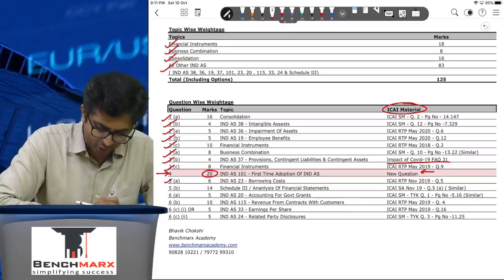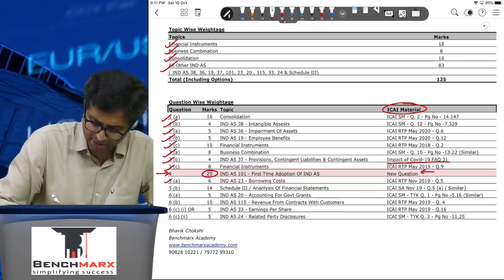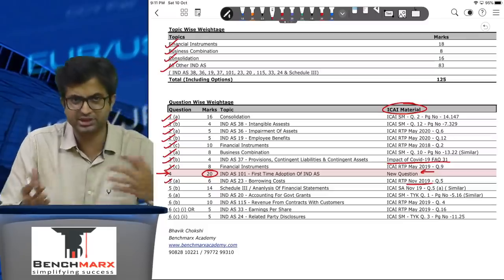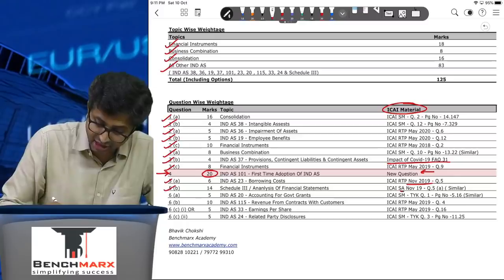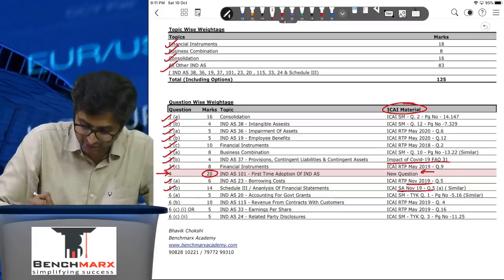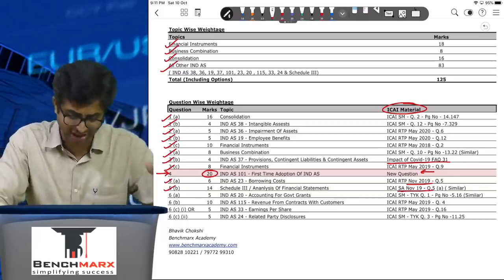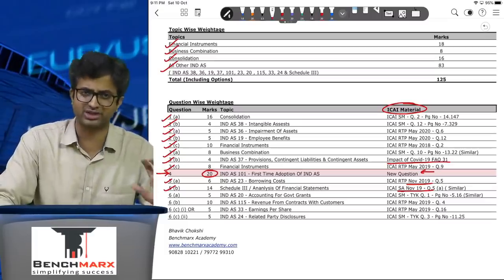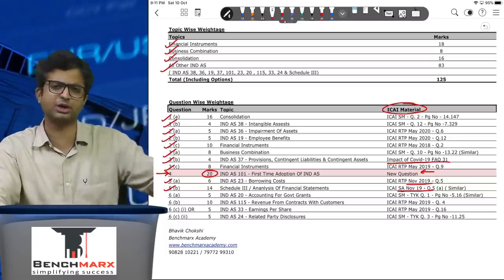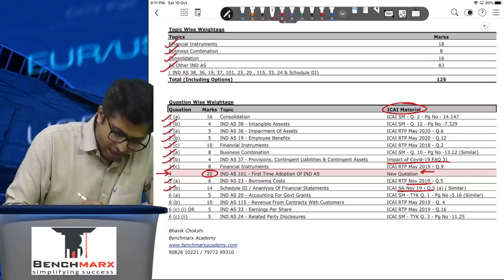Question 5A on borrowing cost. Again, a past RTP question, a good question, covering specific and general borrowings both. 5B, analysis of financial statements. This is a suggested answer, not SM, SA of November 2019. With question 5A, we have solved this in our Schedule 3 video, part 2.